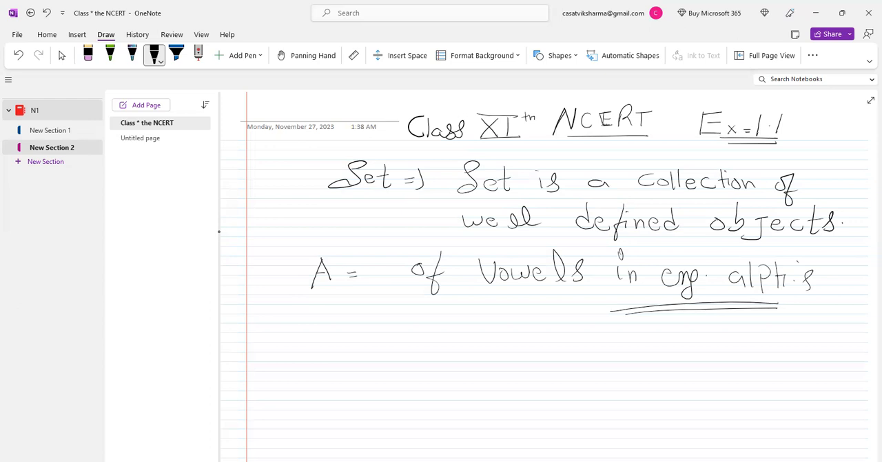So we can write the set in two ways. This set of vowels in English alphabet, we can write it in two ways. There is one form, there is another form. One is called the roster form, and another is the set builder form.